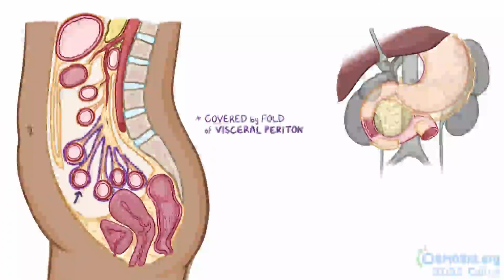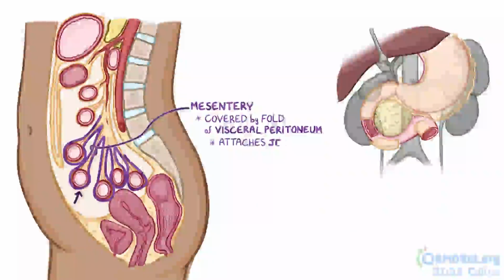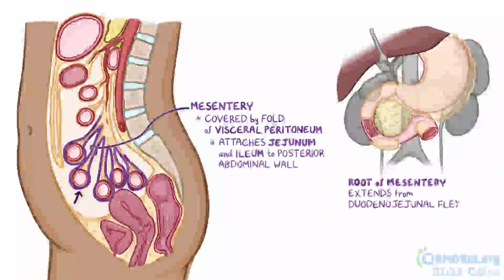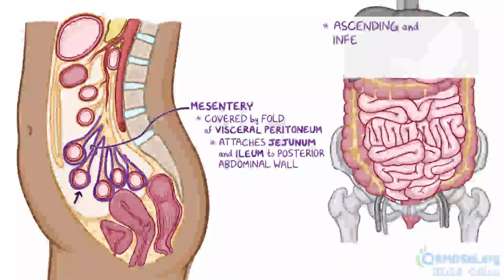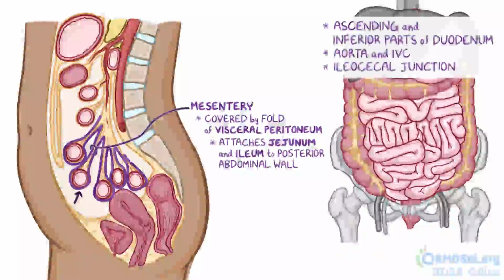Now, since they are intraperitoneal, both the jejunum and ileum are covered by visceral peritoneum. Where the visceral peritoneum reflects off the walls of the intestine, it creates a double fold of peritoneum called the mesentery, which attaches the jejunum and ileum to the posterior abdominal wall. The root of the mesentery extends from the duodenojejunal flexure on the left side of the L2 vertebra across the ascending and inferior parts of the duodenum, aorta, and IVC, all the way to the ileocecal junction and the right sacroiliac joint.